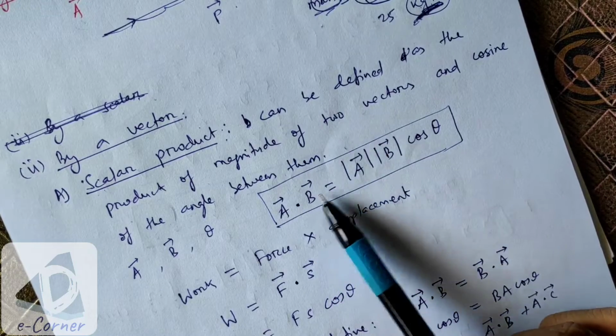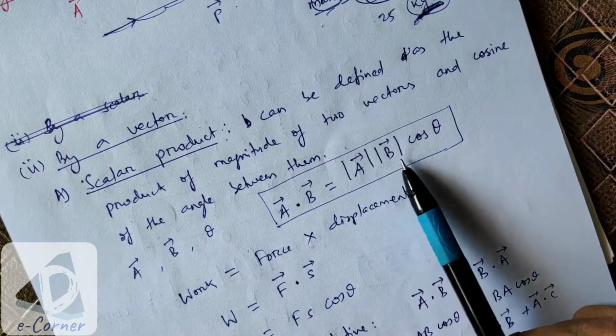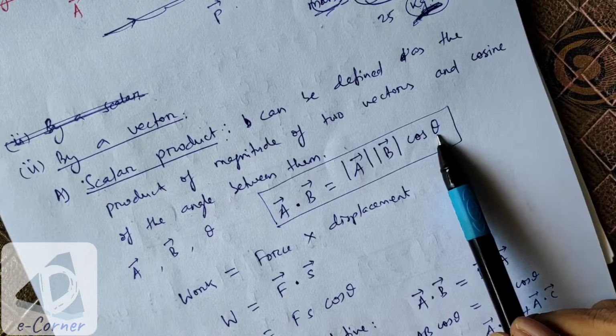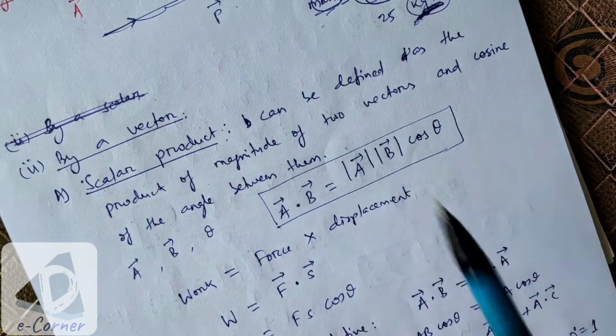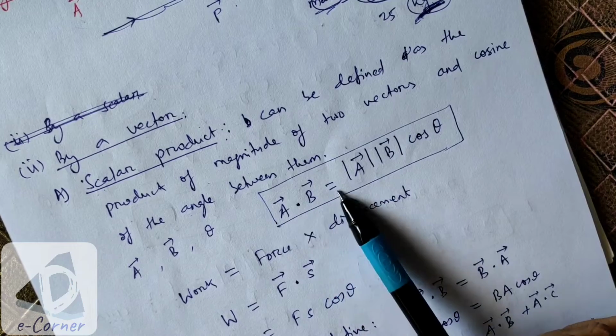So A dot B is equal to what? Mod A into mod B into cos of angle, cos theta. So this is our definition of the scalar product. Got it? A dot B क्या होना चाहिए?